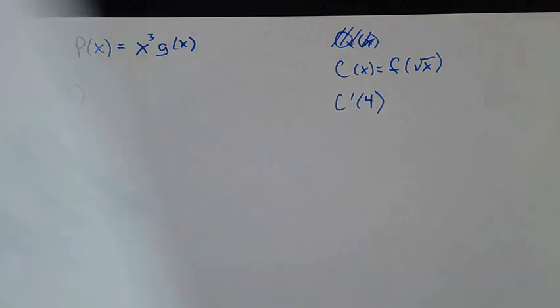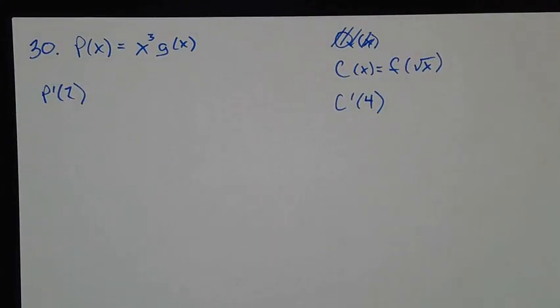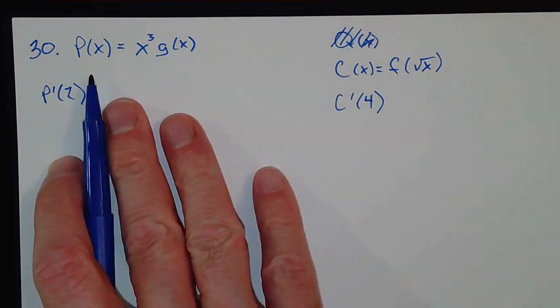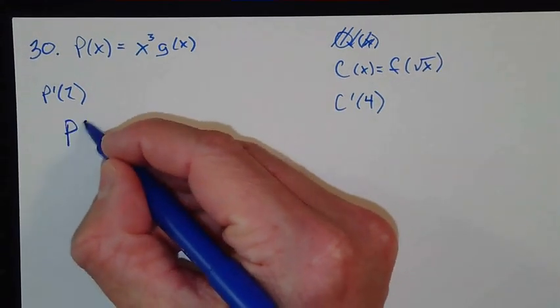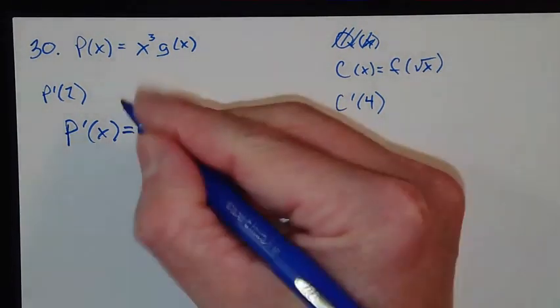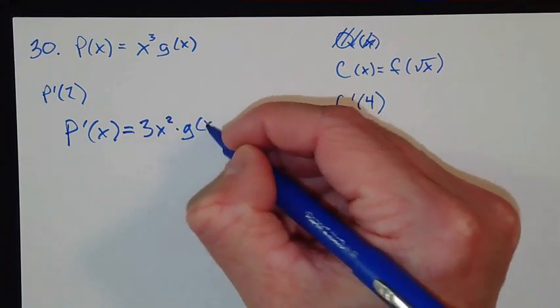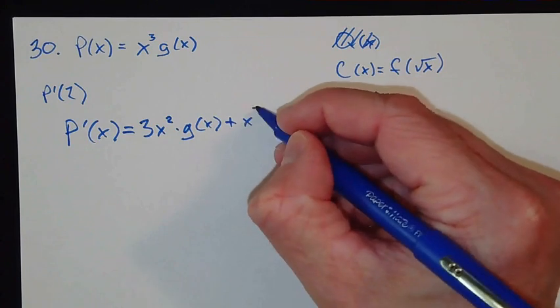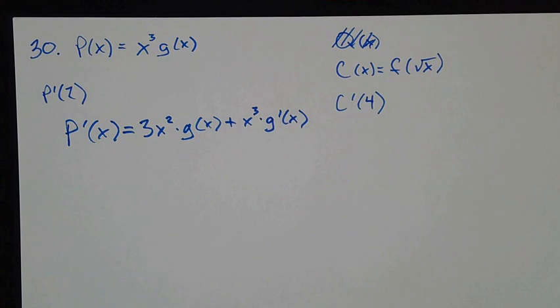This is one where we have the table of values. So instead of copying down the whole table, I'm just going to refer to that when we need to. But in the meantime, we're given that this function p is x cubed times g of x. And so when I take the derivative, I've got a product rule, this thing times that thing. So we'll go with the derivative of x cubed times g plus x cubed times the derivative of g. And I don't think we can simplify that a whole lot.